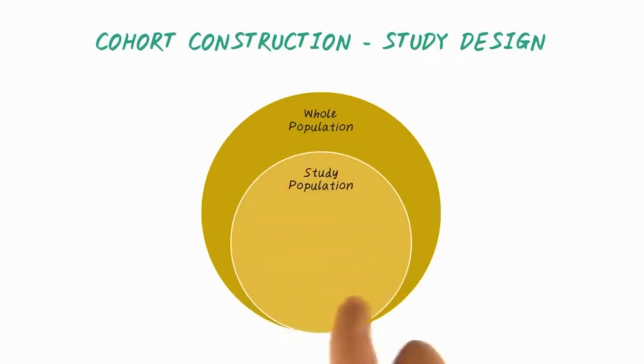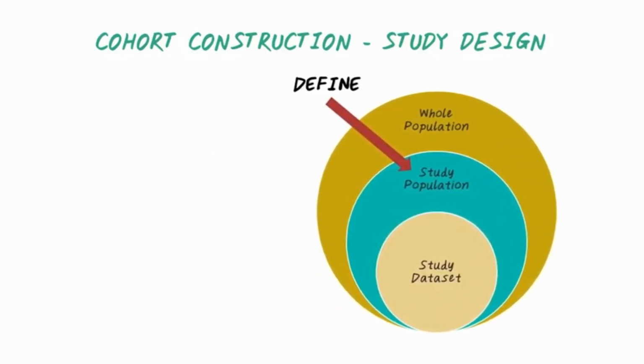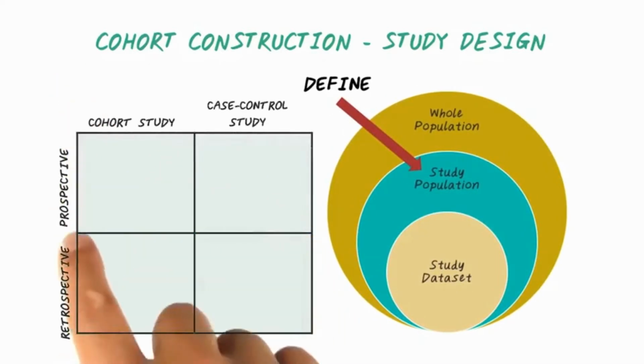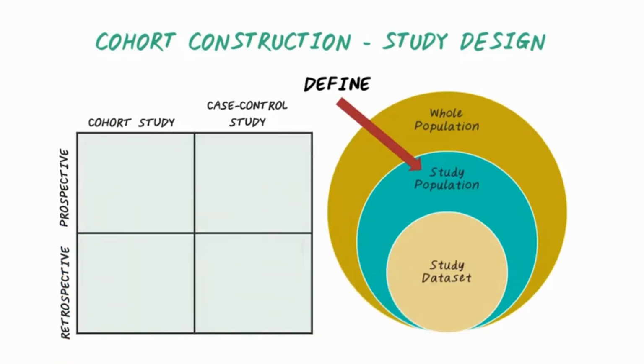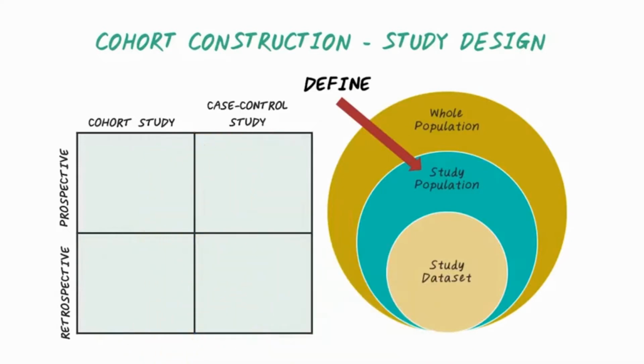Be aware, often it may not be possible to obtain data from everybody in the study population. As a result, the data set we study is only a subset of the study population. So, the question is, how do we define the study population? There are two different axes to be considered. On the vertical axis, we have prospective study versus retrospective study. On the horizontal axis, we have cohort study versus case-control study.